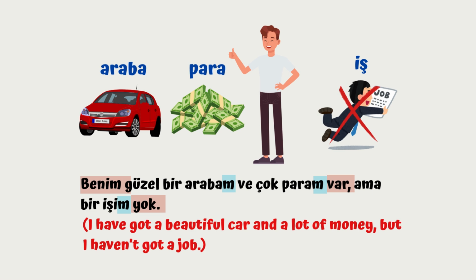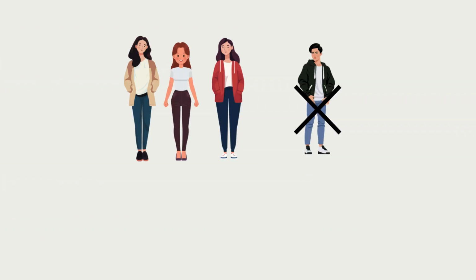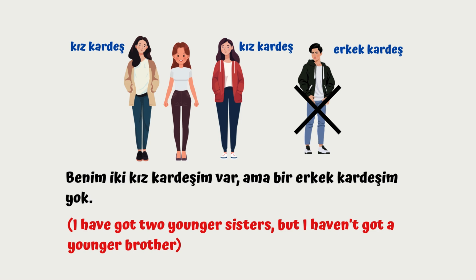Let's take a look at another context. Okay, we have this woman in the middle. What has she got? So she has got 2 kız kardeş, 2 kız kardeş. But she hasn't got an erkek kardeş, younger brother. So this is what she's gonna say. I have got 2 younger sisters, but I haven't got a younger brother. This is how you say it in Turkish. Benim 2 kız kardeşim var ama bir erkek kardeşim yok.